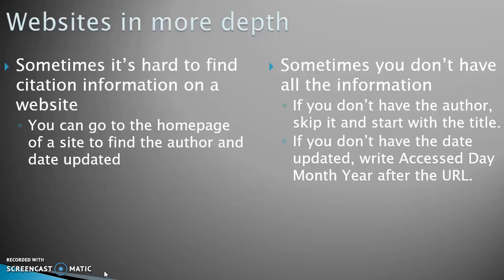And so if you don't have an author, skip it. Start with the article title. If you don't have the date that an article was updated or uploaded, then what you want to do is after your URL, write the word accessed and then include the day, the month, and the year. So like 9 January 2017 after the URL.